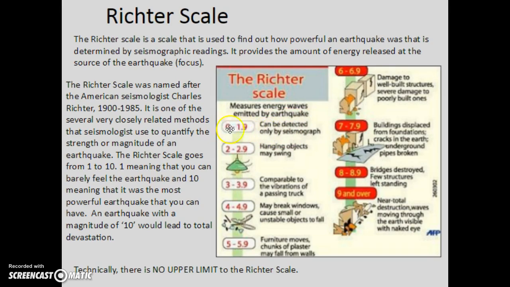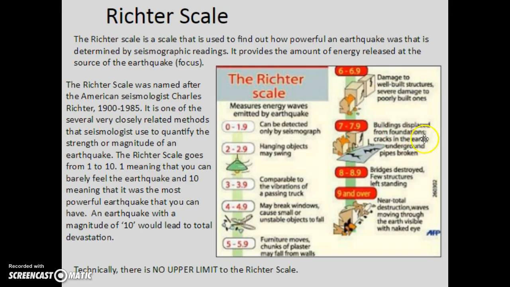Small earthquakes from 0 to about 2 can only be detected by a seismograph. From 2 to 2.9 you might just get some mild swinging. A 3 to 3.9 would be compared to a passing truck. A 4 to 4.9 may break windows and cause small objects to become unstable. At 5 to 5.9, furniture moves and things may fall from the wall. At 6 to 6.9, there may be damage to structures.